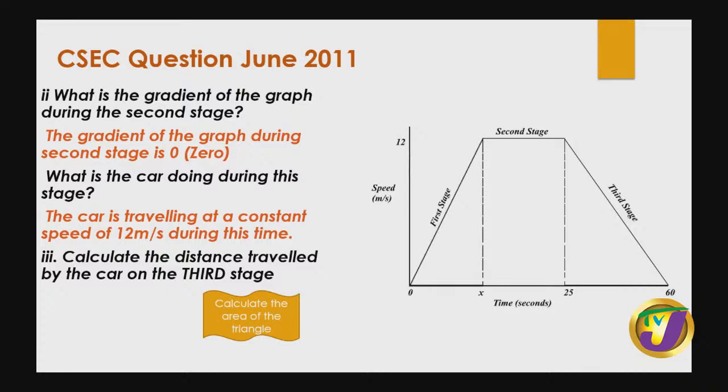So the distance traveled in the third stage. In the third stage, I'm seeing a right triangle, and we see that this third stage would have started at 25 seconds and ended at 60 seconds. We need to find the distance during that third stage, and we also made mention that in order to find the distance, we need to find the area under the graph. That was a general statement, and in this case we're looking at the third stage.